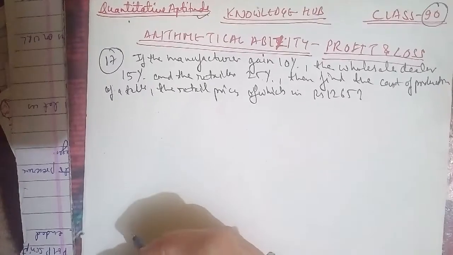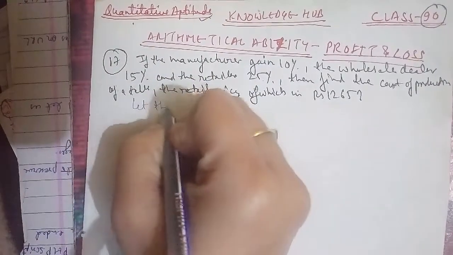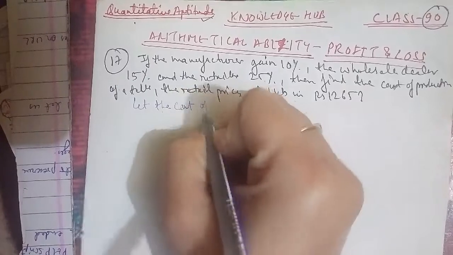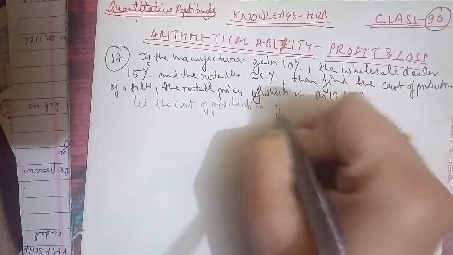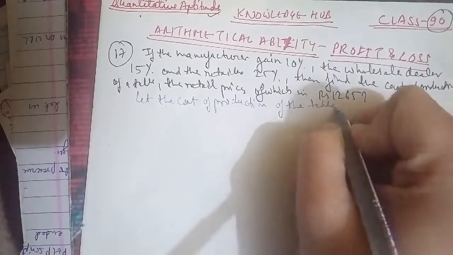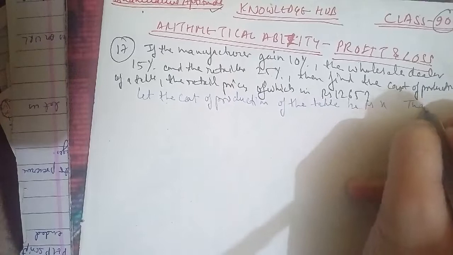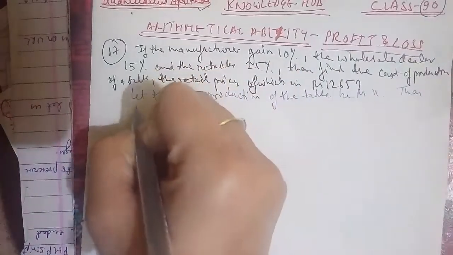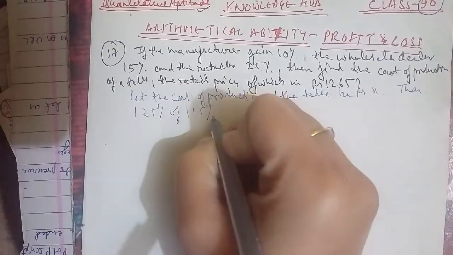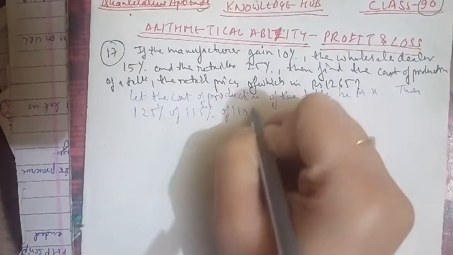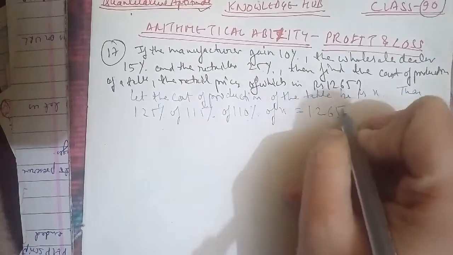Let the cost of production of the table be rupees X. Then 125% of 115% of 110% of X is equal to 1,265.